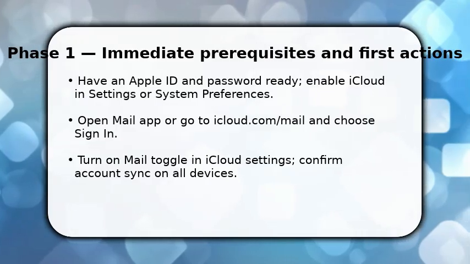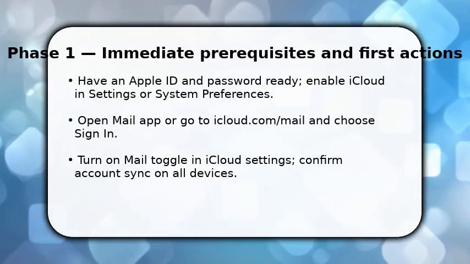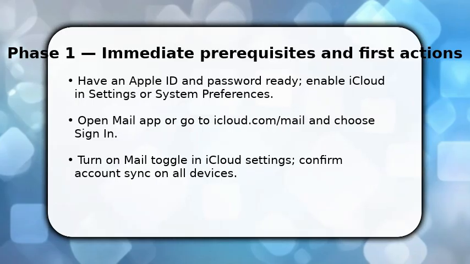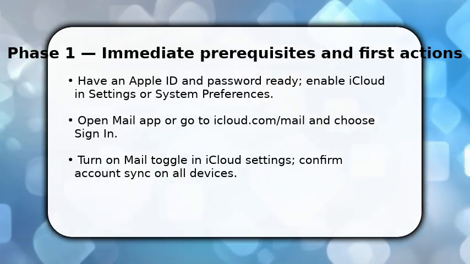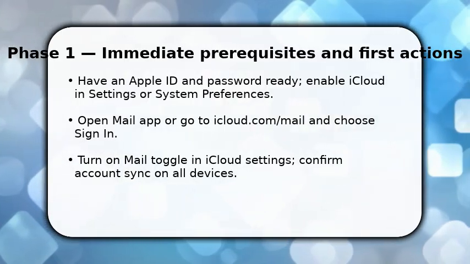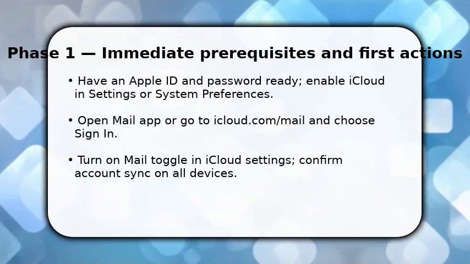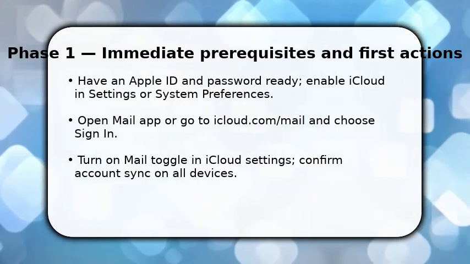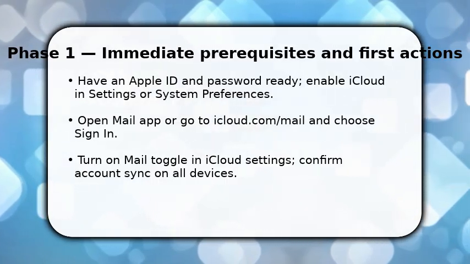You begin by confirming prerequisites: an Apple ID, a signed-in device, and iCloud enabled. Open Settings or System Preferences and turn Mail on under iCloud. Next, open the Mail app or go to iCloud.com/mail and sign in with your Apple ID, enter password and two-factor code if prompted. Once done, make sure Mail Sync is allowed in device sync settings so folders and messages start to appear. This gets your inbox connected.